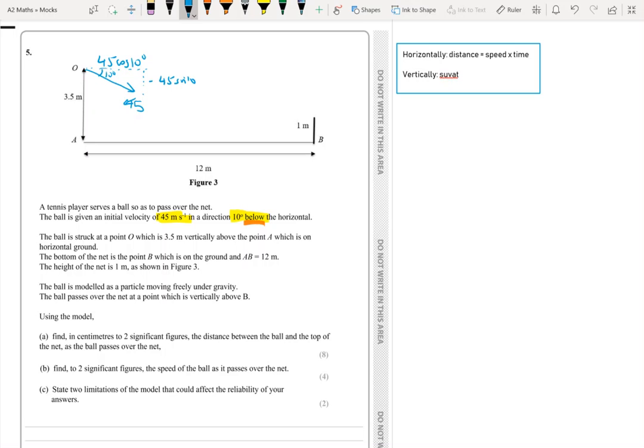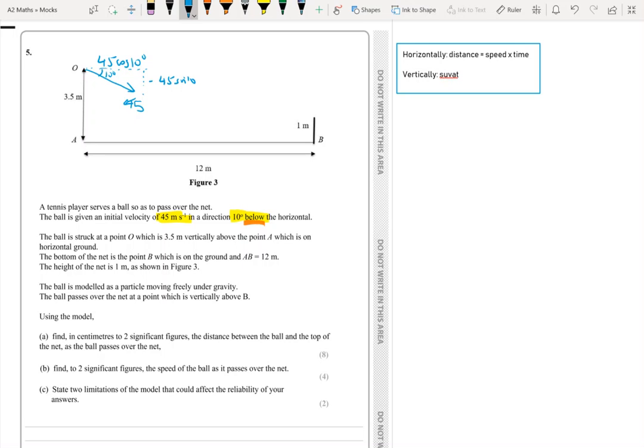Just a quick reminder on the side, when you're dealing with projectiles horizontally, you can just use distance equals speed times time, because that horizontal component of velocity is constant throughout the motion. Vertically though, we need suvat, because we've got free fall under gravity, we've got a equals minus 9.8 in suvat. It's possible to do these questions with vectors, but I just do everything horizontally and vertically separate.